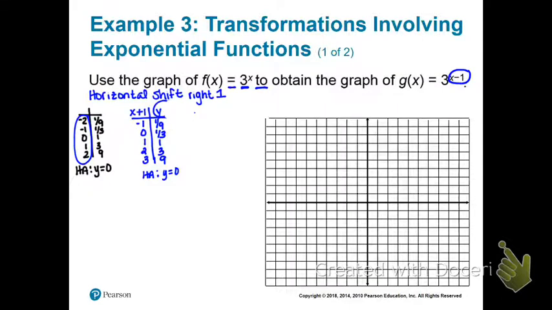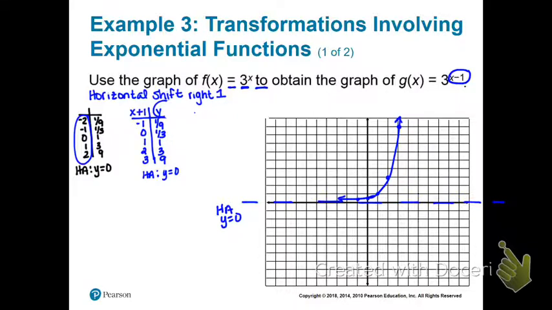All right, so I'm going to graph this just like before. I'm going to start out with my horizontal asymptote. I'm going to plot my points. And I'm going to connect them. Just make sure when you graph it, you don't cross that horizontal asymptote, okay?